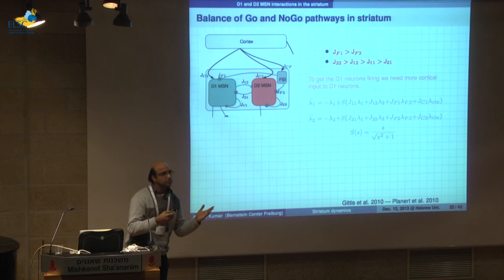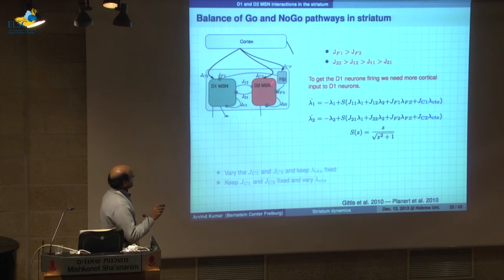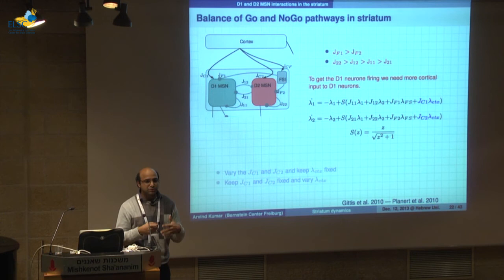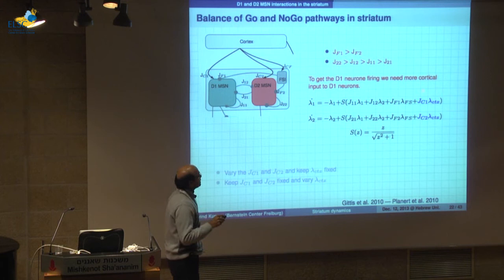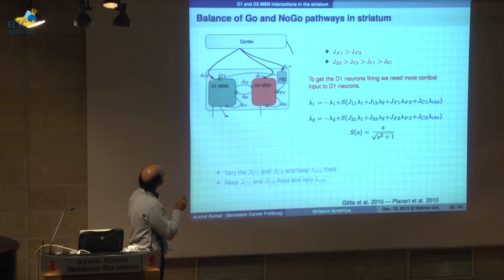So if D1 receives more inhibition, that means it should also receive more excitation to get going. At least in models, if you want this network to function and you want D1 neurons to have any say in the dynamics, then you better inject some more excitation into these. This excitation could be added to the neurons in the form of stronger synapses. So you could imagine that cortical synapses to D1 neurons are stronger than to D2 neurons. That would be one possibility.